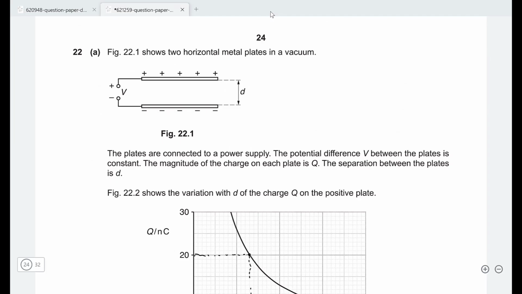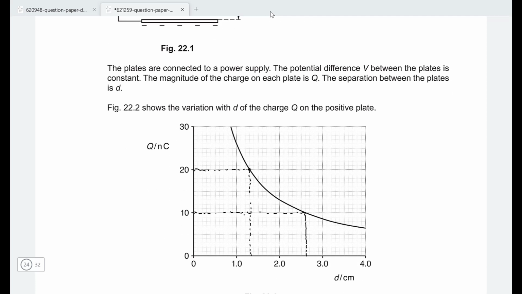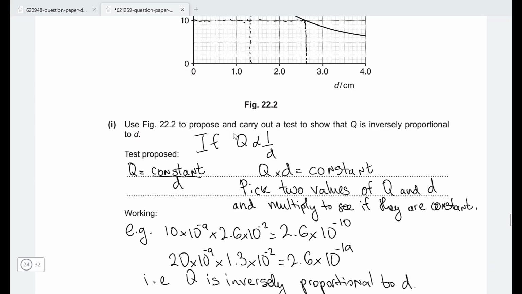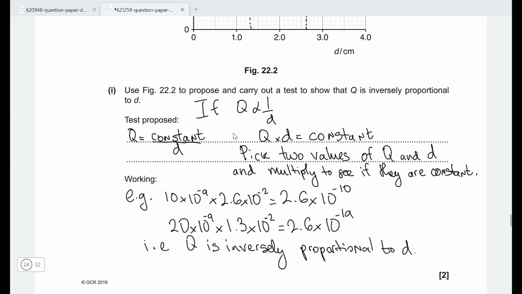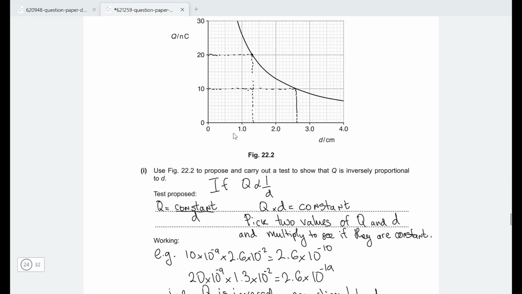So, question 22, figure 22.1 shows two horizontal metal plates in a vacuum. And then we're given the variation of charge with distance d. The relationship seems to be inversely proportional, and what this question is asking us to do is see if we can propose and carry out a test to show that Q is inversely proportional to d. Now, what is the test?